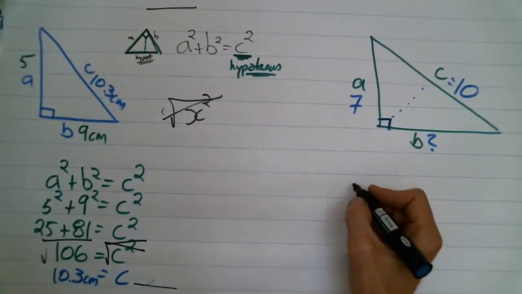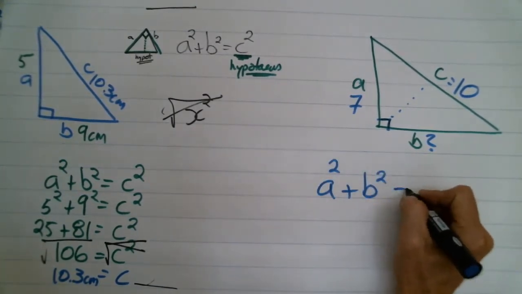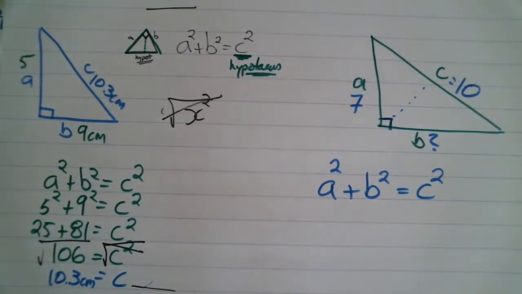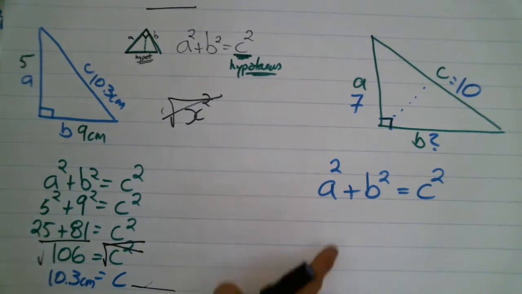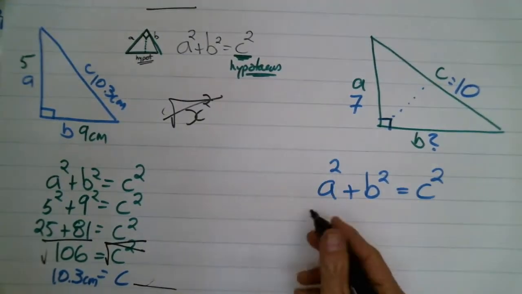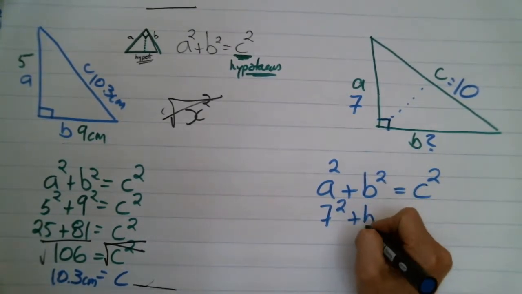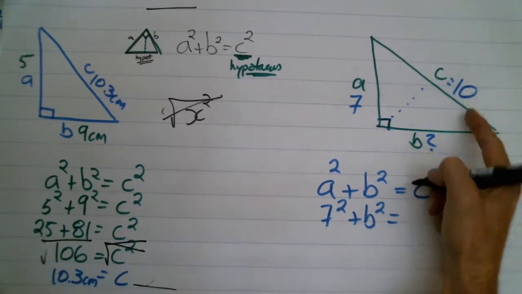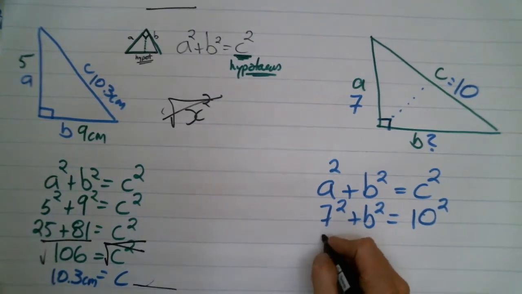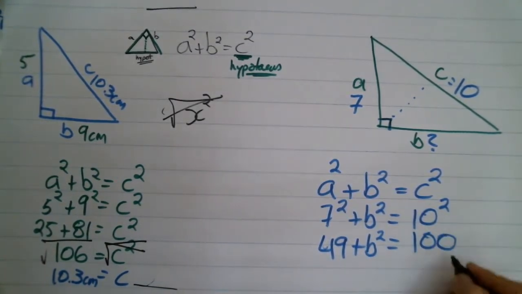I'm going to show you how to do this in kind of a way where you don't have to memorize anything else. Equals c squared. Now, like with all of our formulas, the first thing we're going to do is identify which variables we know. So here I know a squared is 7, so I'm going to write in 7 squared. I don't know what b squared is, but I do know what c squared is, 10 squared. This is 49 plus b squared equals 100.